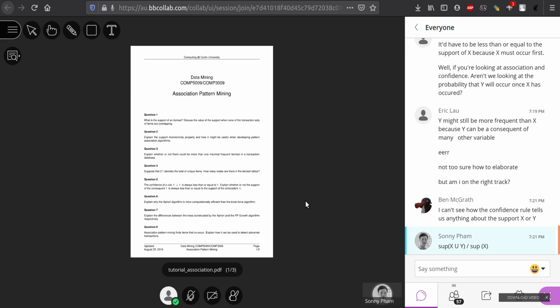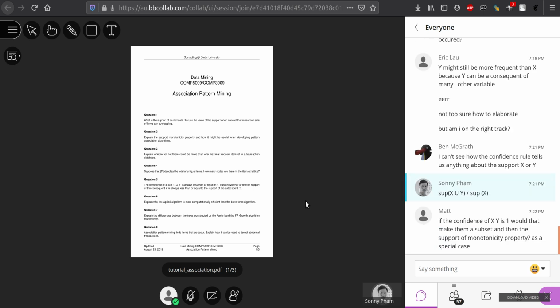It depends on the observation, on the transactions that we observe. In some cases we may have support of y less than support of x. In other cases we may have support of x greater than support of y. So the fact that the confidence is less than 1 doesn't imply anything at all. And you can give an example. So the answer is that there's no conclusion.